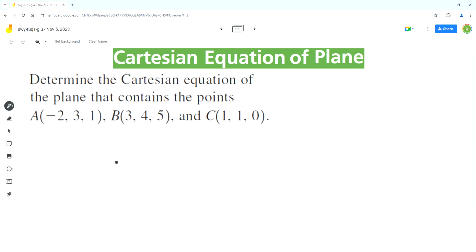So in this video, we'll solve this problem using the concepts of Cartesian equation of plane. As per the problem, determine the Cartesian equation of the plane that contains the points A, B and C. So let's start by writing the general equation of a plane in Cartesian form.